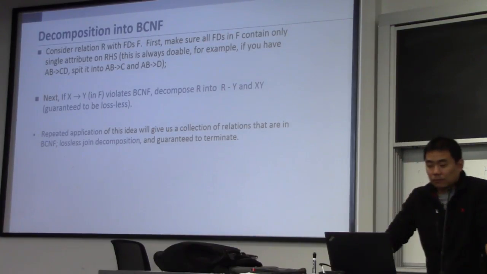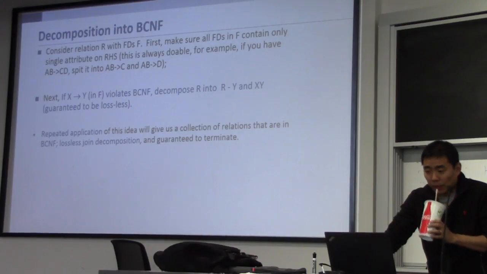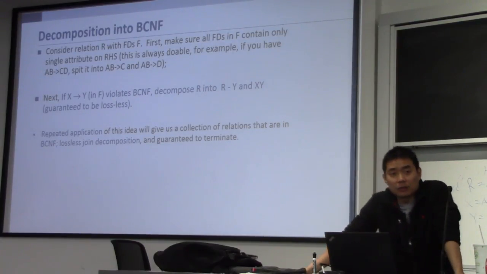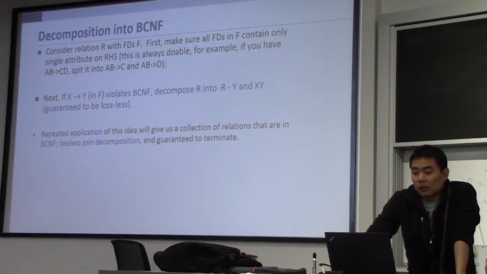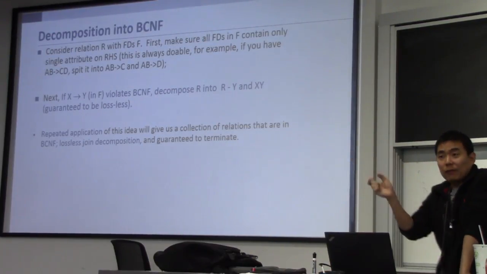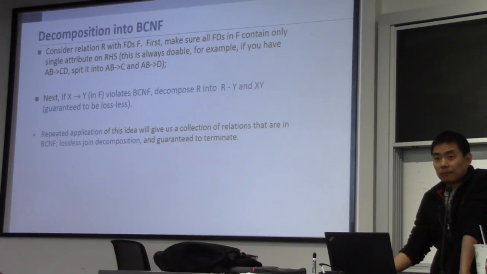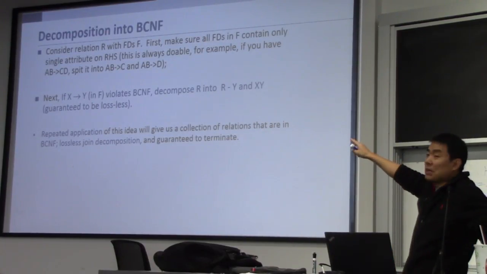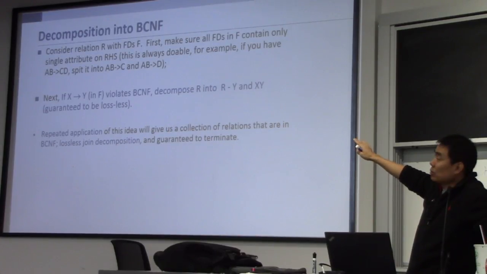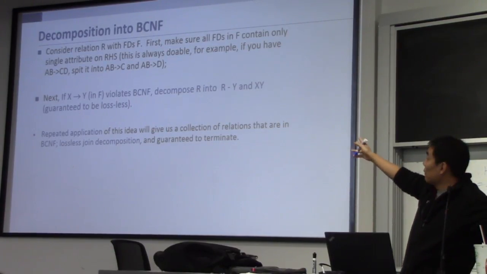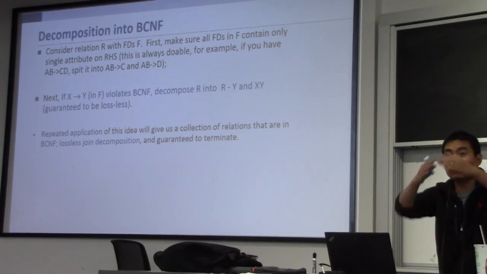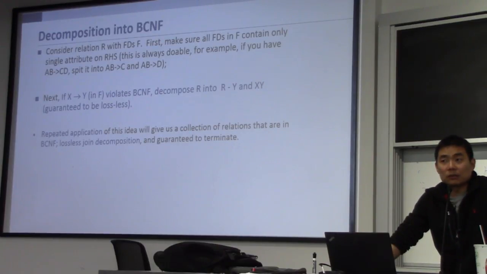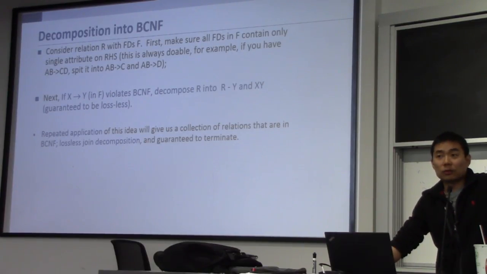Okay, so here is the decomposition algorithm for BCNF. The first step is very trivial. Given the input functional dependencies, you first make sure the right-hand side of any dependency contains just a single attribute. In other words, if you are given AB determines CD, you split that, using the decomposition rule of Armstrong's theorem, into AB determines C and AB determines D. This is the trick, right? You do this for all functional dependencies that are given to you. That's trivial, right? Step number 1.